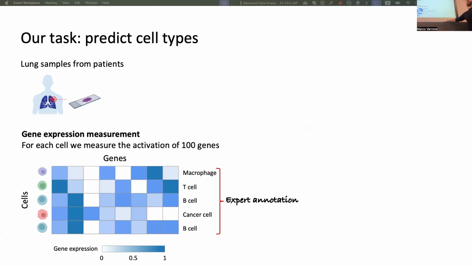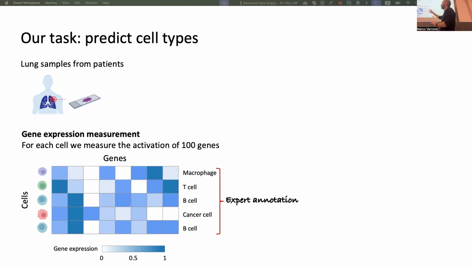And the task is going to be predicting cell types. Imagine that you take a sample from a lung cancer patient. Then there are some experimental protocols to measure gene expression of all the individual cells in the sample. And so you will get a matrix of cells by genes, and the value of each element is how much a certain gene is expressed in a certain cell.